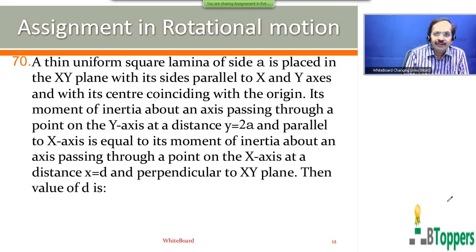Then the value of d is, as I discussed earlier, one special case, which I discussed immediately after the perpendicular axis theorem. I have discussed two results immediately following the statement of the perpendicular axis theorem. One is that the moment of inertia of a uniform square plate about any axis in the plane of the square plate and passing through its center will be half of its moment of inertia about the central axis of symmetry.